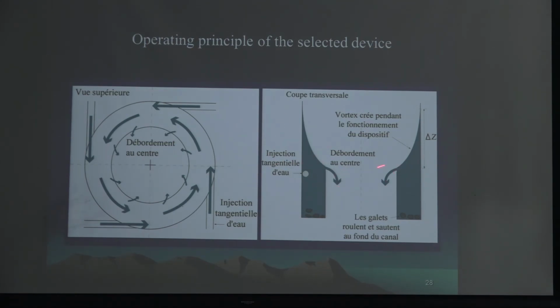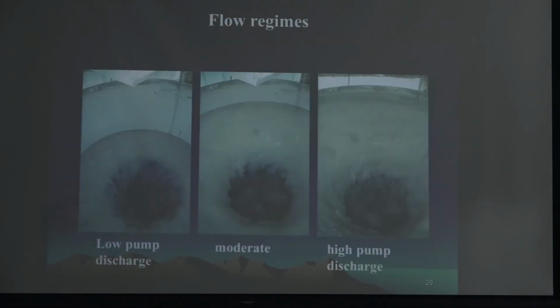Again, in cross-section, the water speeding in the center of system. At low flow, moderate and high pump discharge. So high pump discharge, you see a kind of vortex due to centrifugal forces.